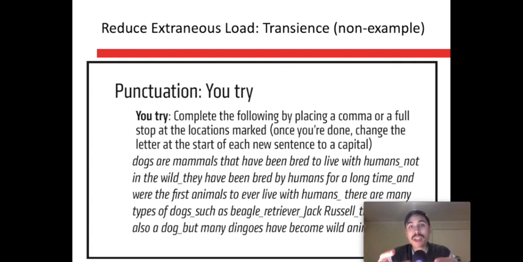And what we're doing there is we're asking students to hold those definitions and those examples for the full stop and comma in working memory whilst they try to do this task. That is inducing unnecessary working memory strain for those students. So this is a non-example. Let's look at an example of how this activity could be slightly altered to make it much easier for students.